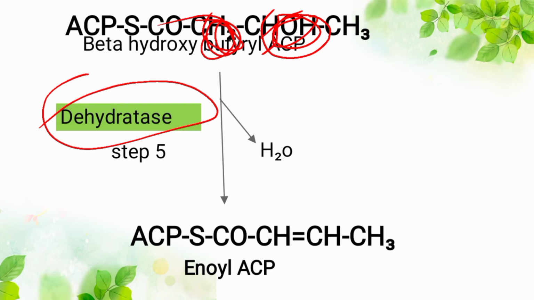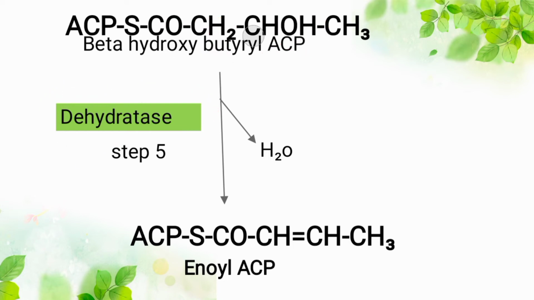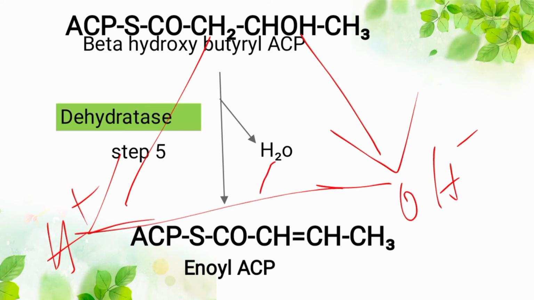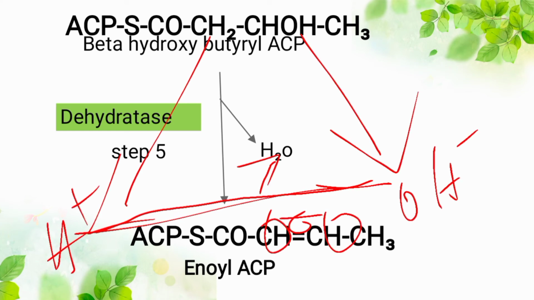So now, if you look at it, remember the hydroxy group was bound to one electron, right? So now, let's remove the hydroxy group. We now remove the hydrogen. So we have hydrogen and hydroxyl. If you add them together, what do you get? You get water. And what happens? You generate an extra bond. So that's the extra bond here. So you now have a bond between CH and CH. So you now have what we call enoyl ACP.